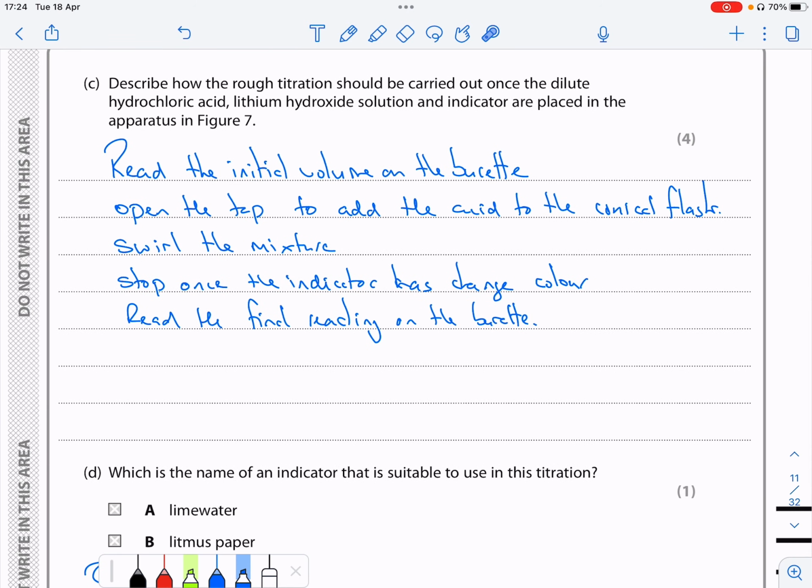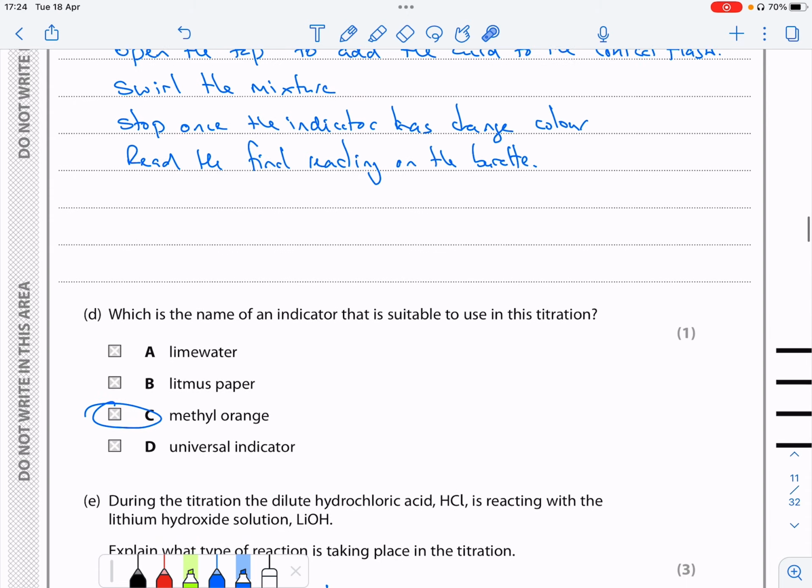How to do the rough titration. So we take a reading on the burette of the initial volume. We then open the tap on the burette to allow the acid to be added to the conical flask. And as we do that, we constantly swirl the mixture. We stop adding the acid once the indicator has changed colour, that's the end point has been reached. And then we read the final volume on the burette. And the difference between that one and this one is our volume required.